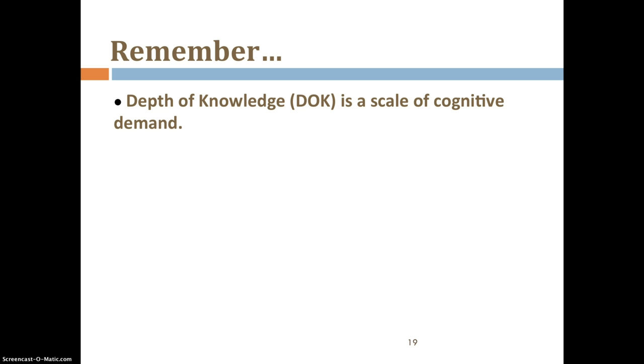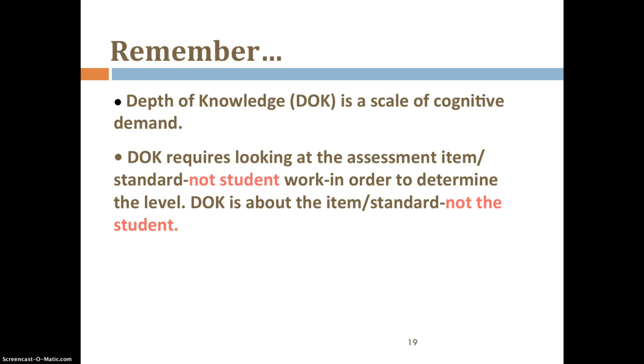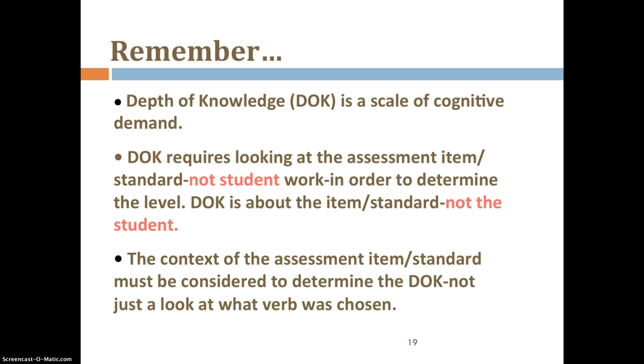The depth of knowledge is a scale of cognitive demand. It requires looking at the assessment item and the standard, not the student or the student's work, in order to determine the level. It's about the item and the standard, not the student. So are you assessing what the standard is asking you to assess? And the context of the assessment item or standard must be considered to determine the DOK, not just what verb was chosen. So you really need to be looking at what was assessed to determine what a particular level is.